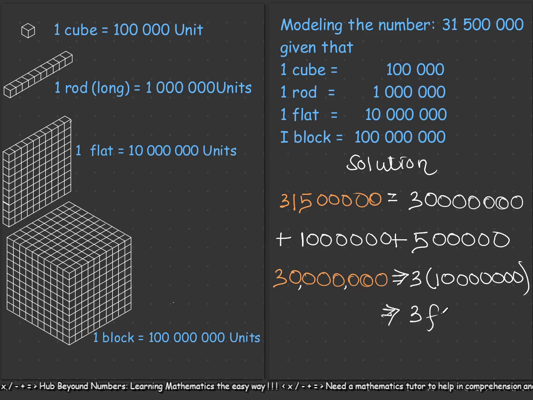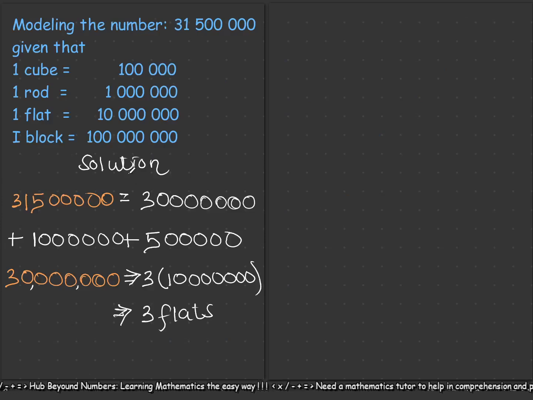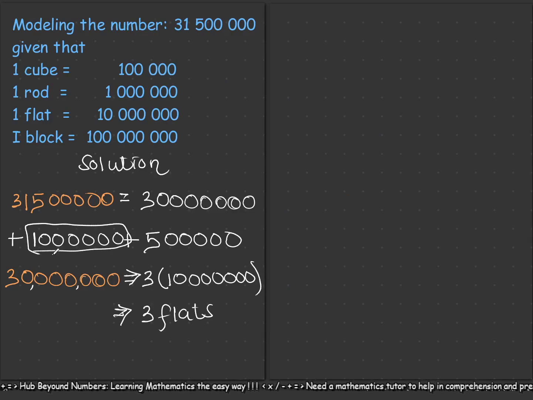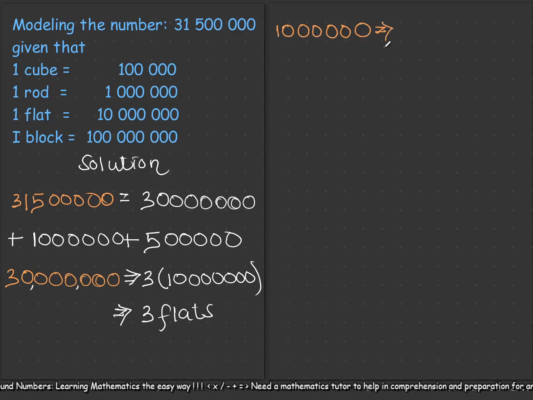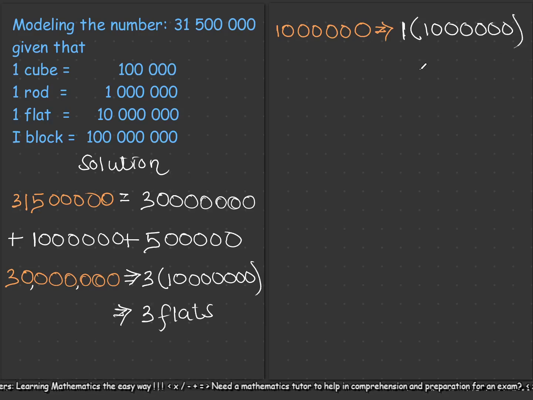3 flats. You see? Then we come to the next one. So our next one here is this number we have over here, which is what? 1 million. So following the same procedure, all we are going to say is we have our 1 million here already. So if you just multiply 1 by 1 million, you are going to get 1 million.